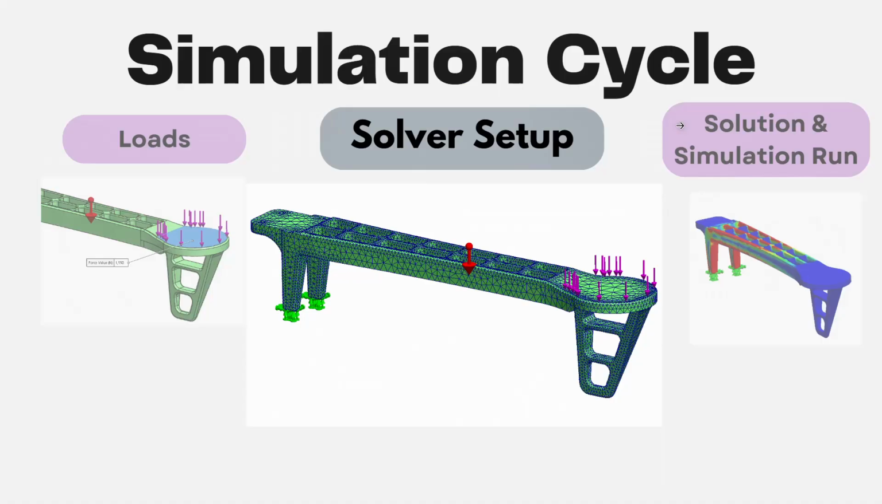Seventh, solver setup. The correct analysis type is selected: static, dynamic, modal, thermal, fatigue, buckling, or CFD. Solver controls like linear or non-linear settings and time steps are defined. The goal is correct physics representation and numerical stability.